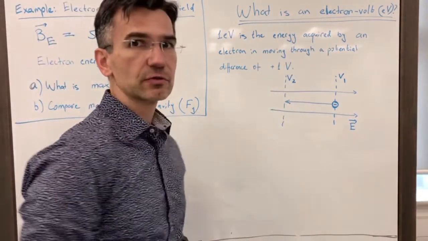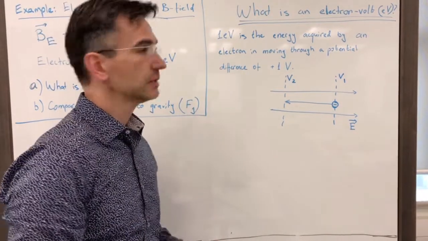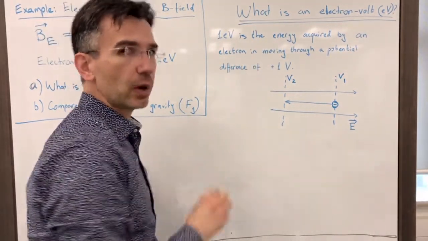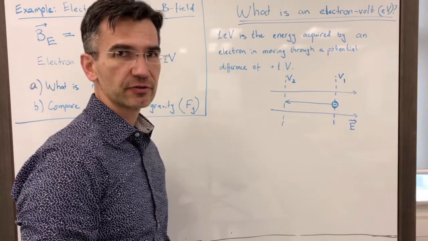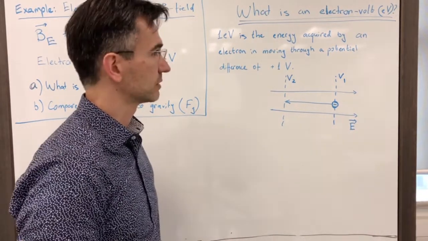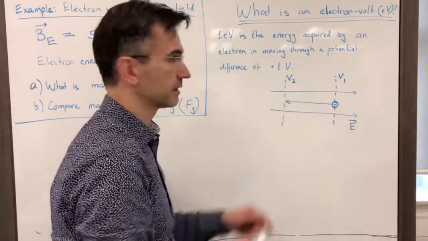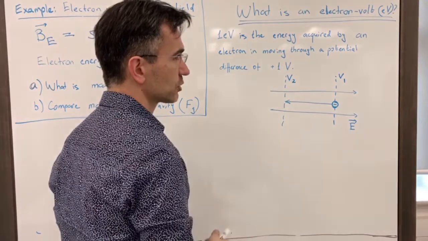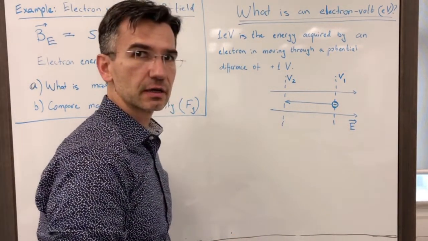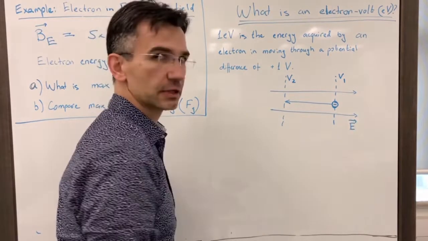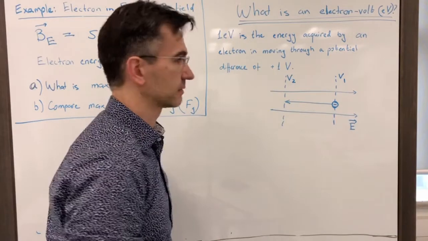What is an electron volt? One electron volt is a unit of energy. It is the energy that is acquired by an electron when it moves through a potential difference of plus 1 volt. Here we have a diagram of a parallel electric field, and the potential decreases to the right, in the direction of the electric field, and the electron is moving against the electric field because it's negatively charged.